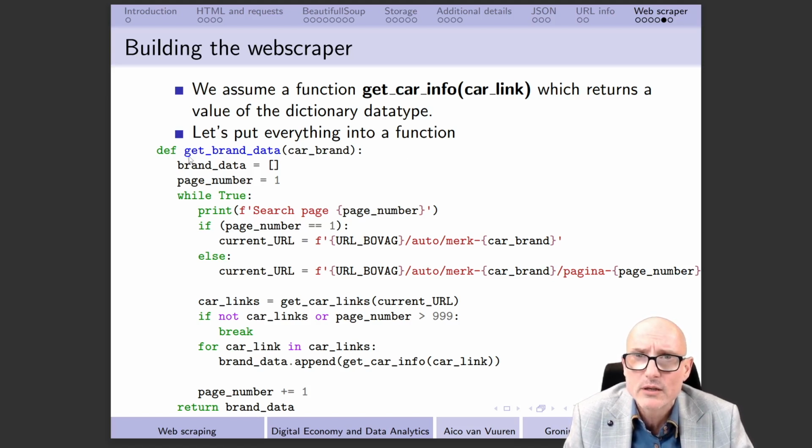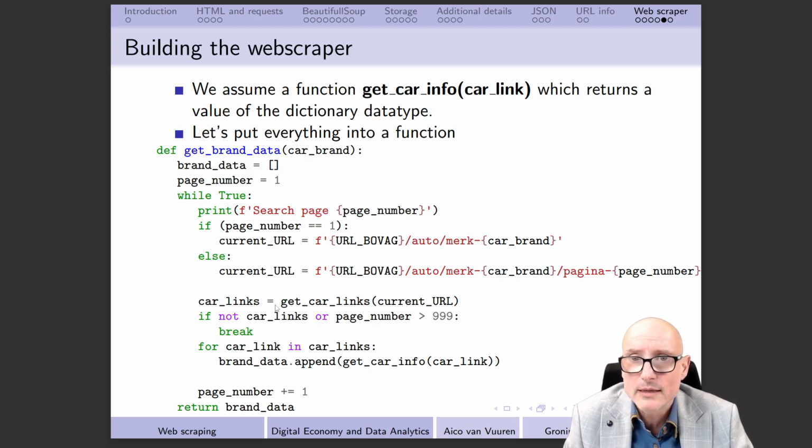Now we're going to look at the function get brand data, which gets as an argument a car brand, which is either, say, Audi, Toyota, or Kia. And then based on that, we are going to get the information of a particular brand. So what we start with is an empty list over here, and what we then simply do is add to that brand data the dictionaries that we actually get from the car links.